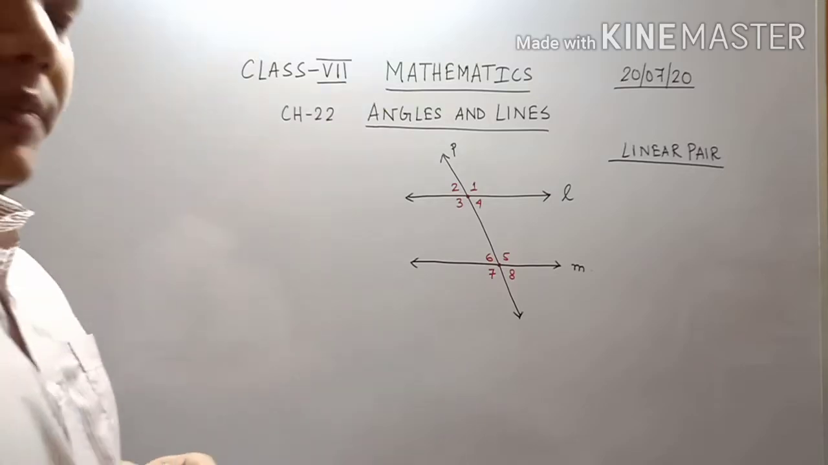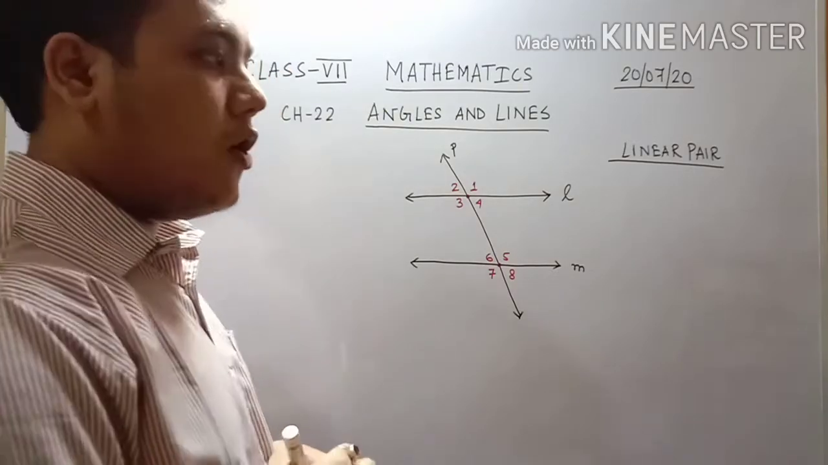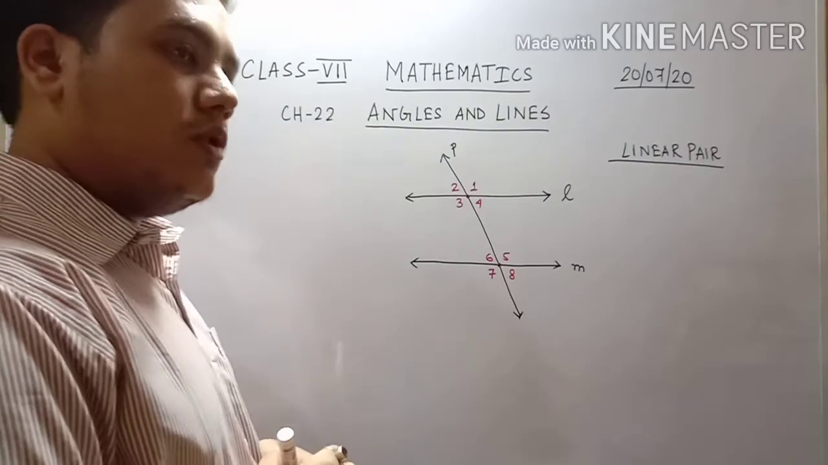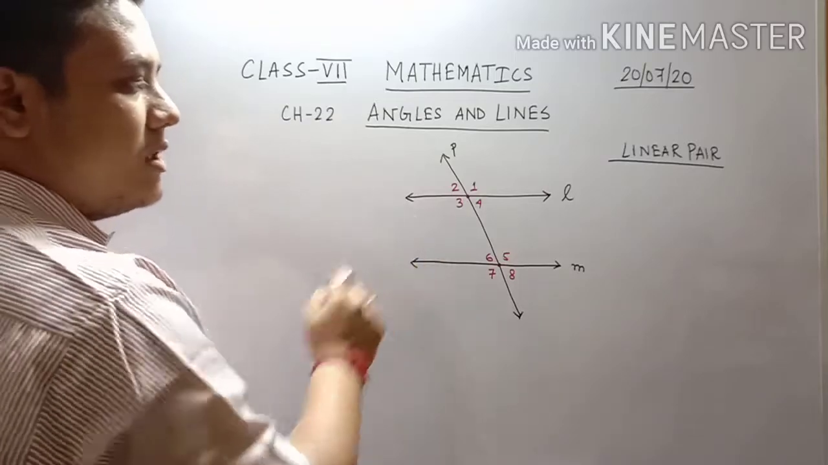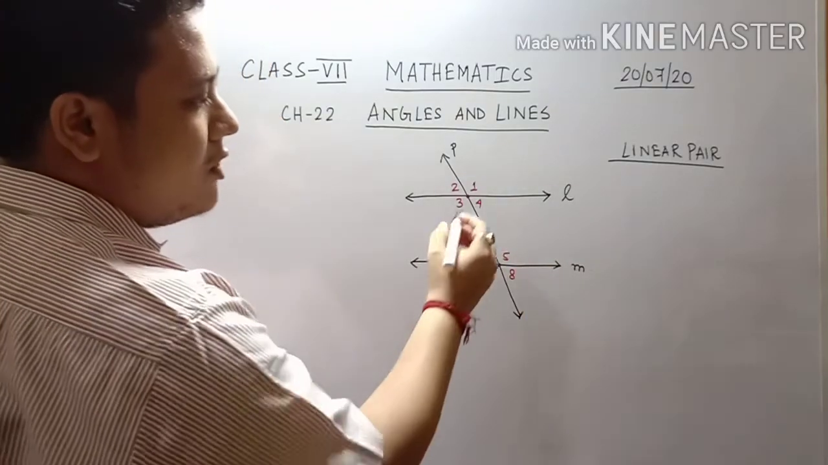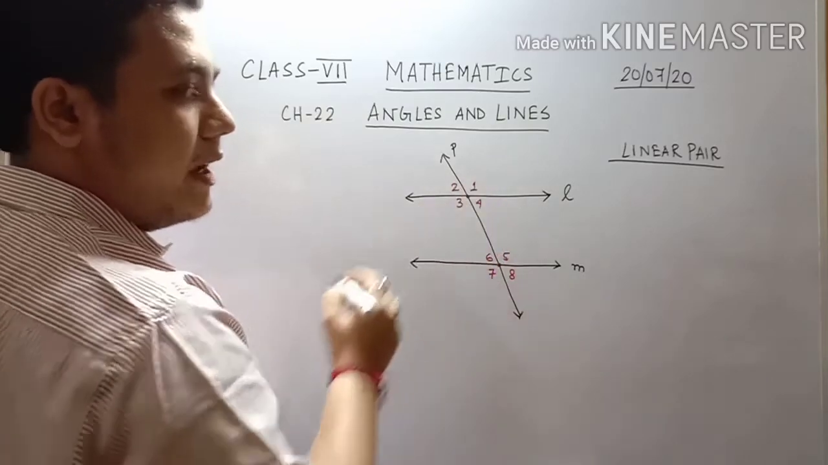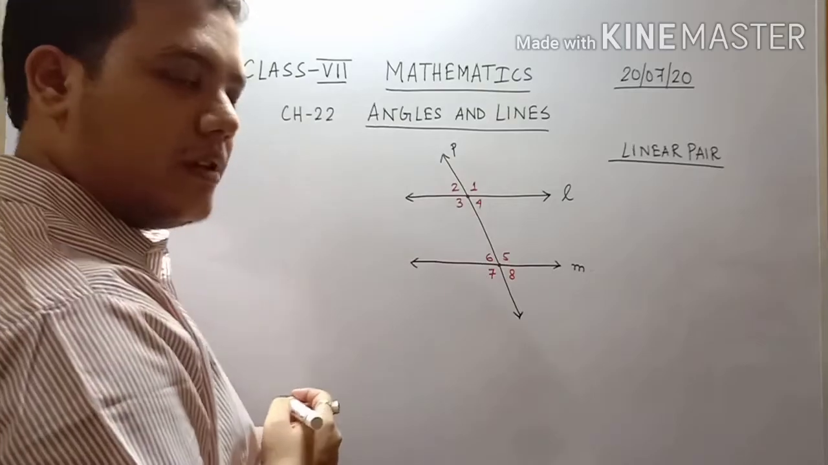What do you mean by linear pair? If there are only two angles on a straight line, those two angles are called a linear pair. In the diagram you can see that L is a straight line, and on that line two angles are there, angle 1 and angle 2. So these two angles will be called a linear pair.